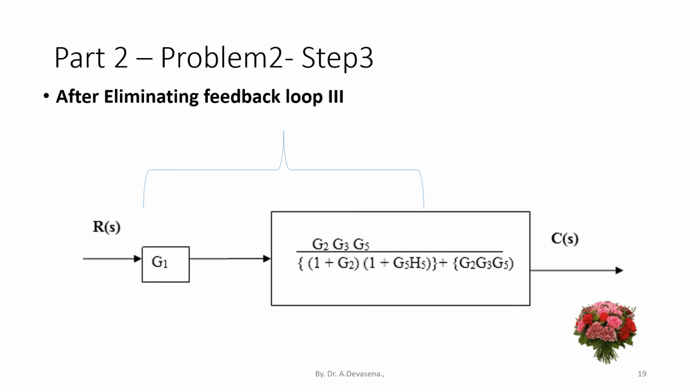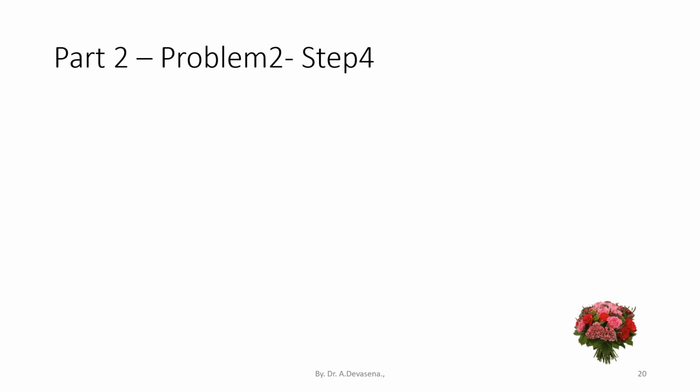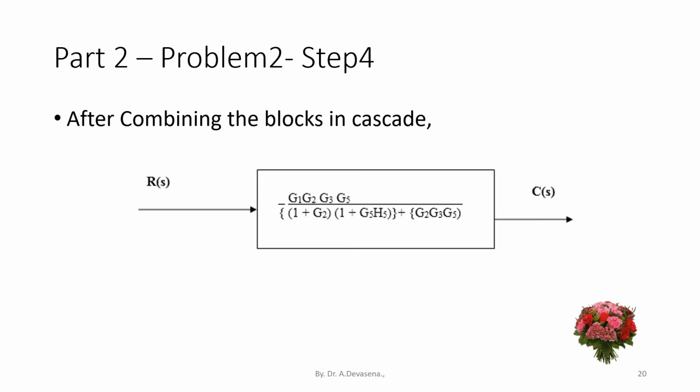Here, now we have to combine the blocks G1 and G2, G3, G5 divided by open bracket 1 plus G2 into 1 plus G5 H5 close bracket plus G2, G3, G5. These blocks are in cascade. We have to combine these two blocks which are in cascade. After combining the blocks in cascade, we get the resultant block like this.